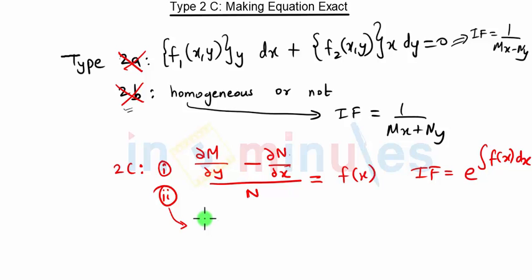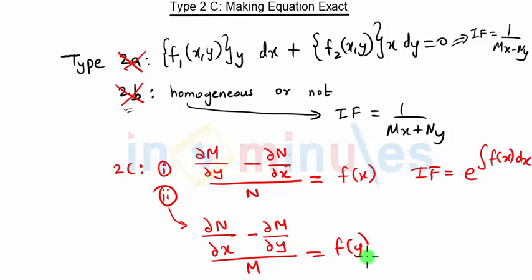Similarly, in this type, we take the partial derivative of N with respect to x minus the partial derivative of M with respect to y, divided by M. In this case, it should be a function of y. Then the integrating factor is given by e raised to the integration of f(y) dy.